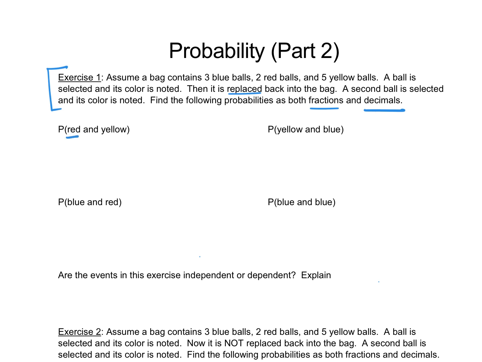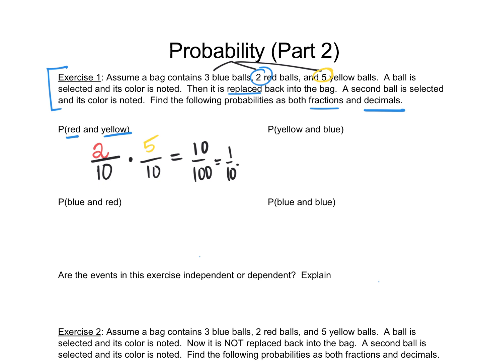The probability of a red ball and then a yellow one. So a red one, there are 2. So we have 2 out of a total of 3 plus 2 plus 5. That would be a total of 10. And then we have 5 yellow ones. And I automatically put a plus sign, but it's not either or. We want both these events to happen. So we're going to be multiplying that. And that ends up having us get 10 out of 100, which is 1/10, or written as a decimal, 0.1.